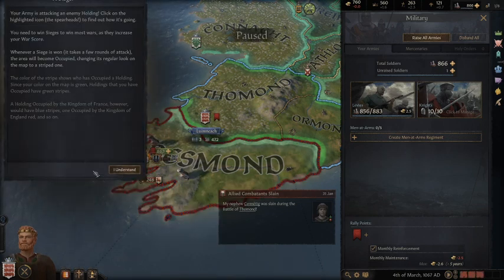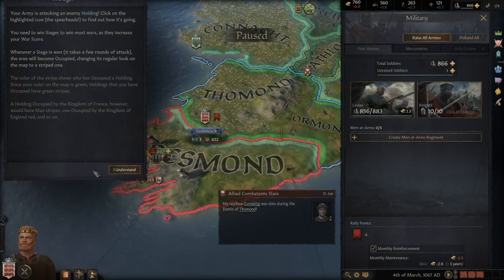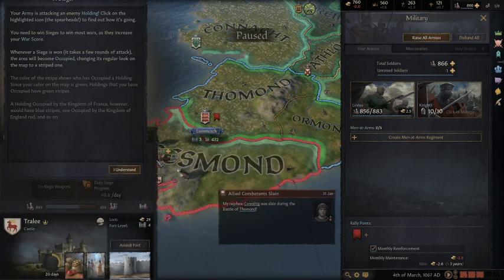Your enemy is attacking an enemy holding. Click on the highlighted icon, the spearheads, to find out how it's going.